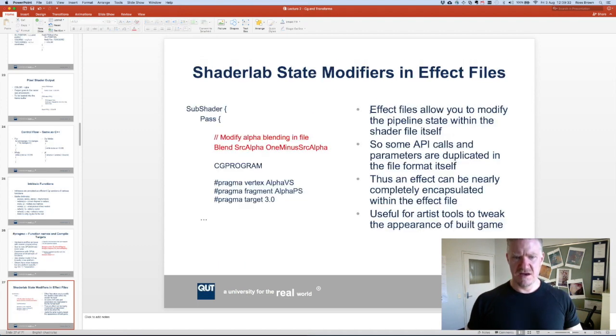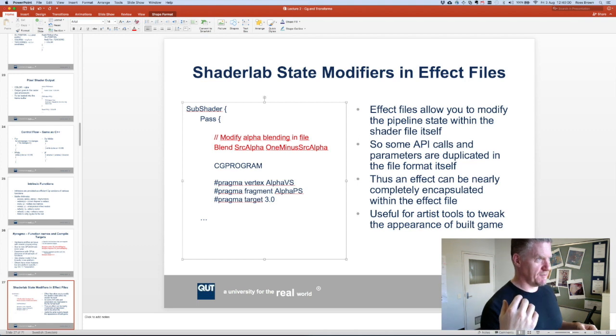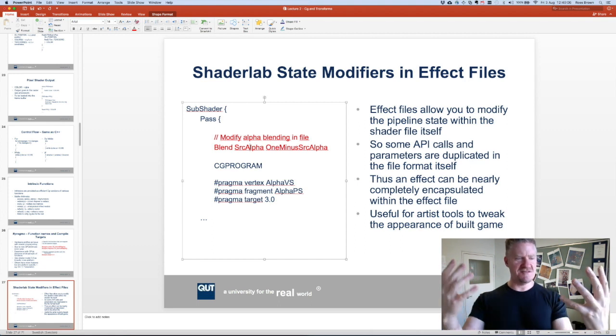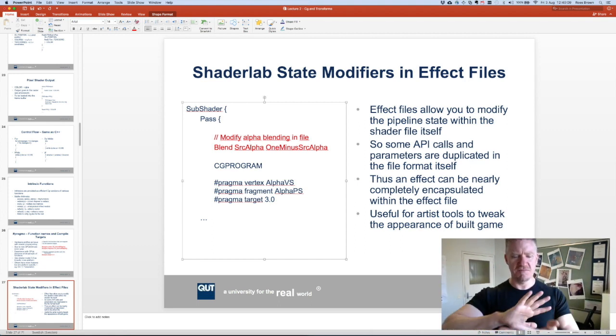Okay, and then Shader Lab states enable you to modify the graphics pipeline in the effects files. One of the classics that you're going to use is blending operations. Here's just the classic: the blend function is the source alpha, and 1 minus source alpha for the destination. That blends a component, the alpha of the source, plus 1 minus that component of the destination. Boom, it goes together and you get a blended color appearing in the frame buffer.